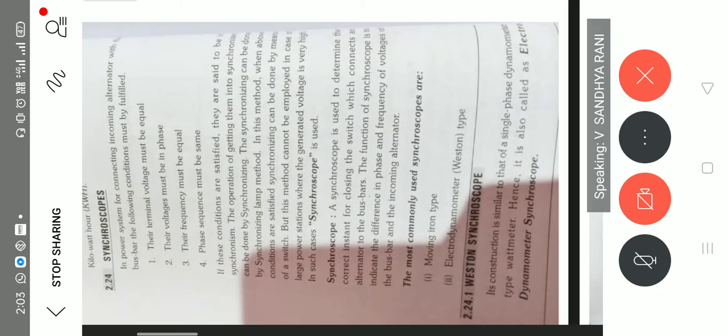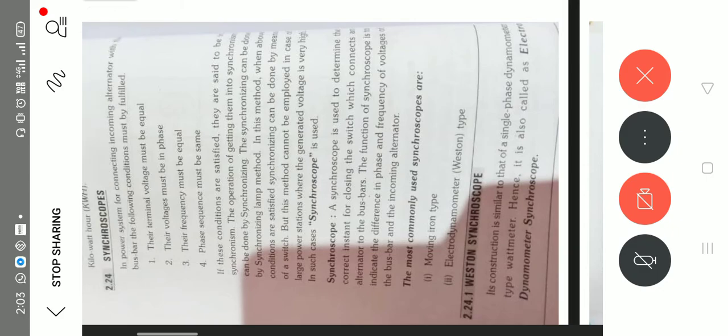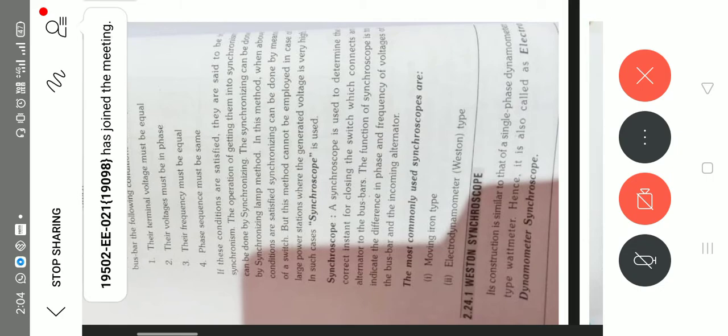These four conditions will be satisfied, then it is called synchronism. Then that system is called synchronism. Okay. The operations done with those conditions are called synchronizing. The synchronizing operations can be done with the synchronizing lamp method.